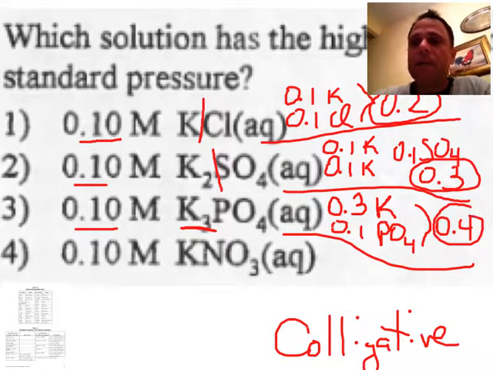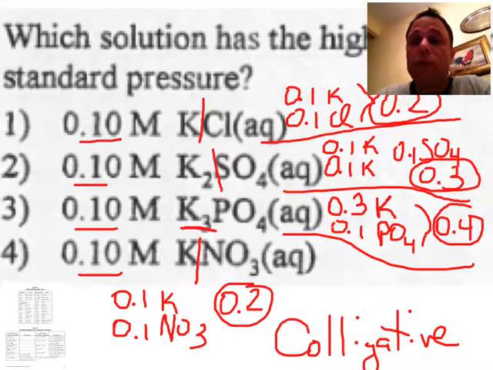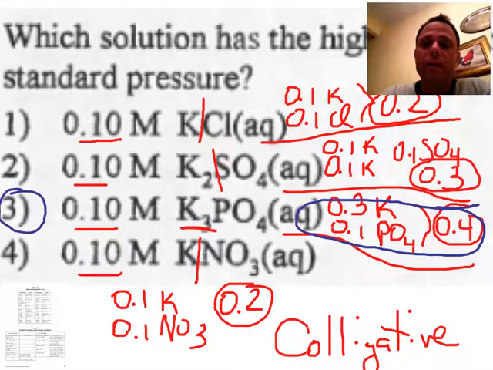Circle it for comparison. And lastly, here we have 0.1 of potassium nitrate. This one will split right here, forming 0.1 of potassium and 0.1 of nitrate for a grand total of 0.2. Circle it for comparison. Which one is going to give the most particles? And that would then be choice 3.